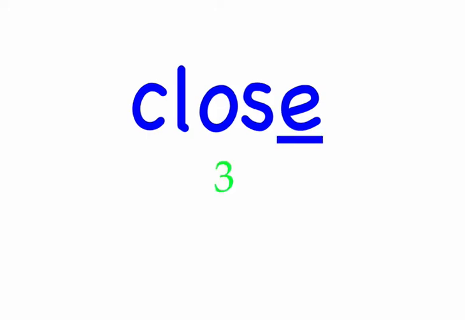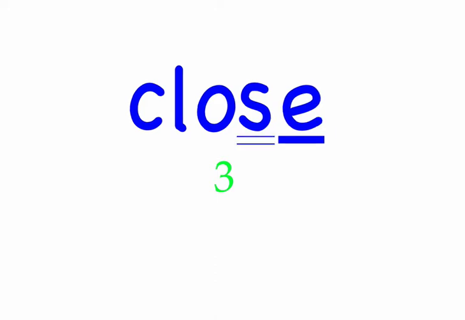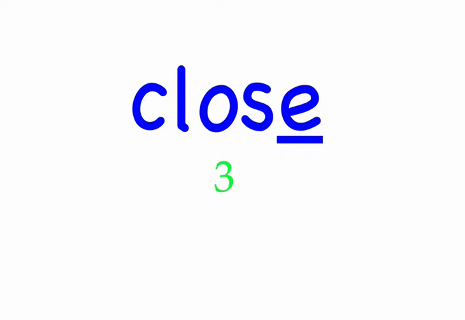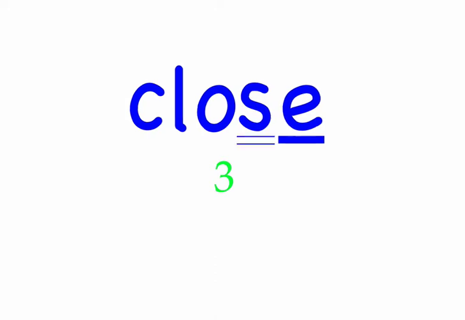Now, what would happen if the S represents its second sound? How would you pronounce that word? Close. So, that's a totally different word. This word, where S is representing its first sound, the word is close, like a close call. But when S represents its second sound, as in the way it's marked here, the word would be pronounced close, and it's a completely different meaning to the word close, close the door.